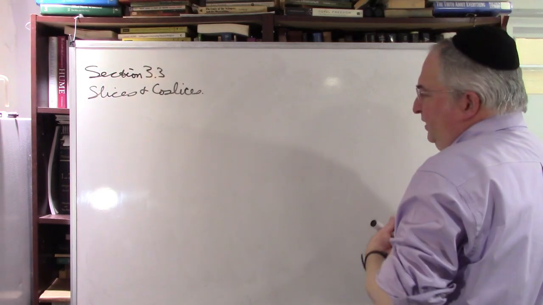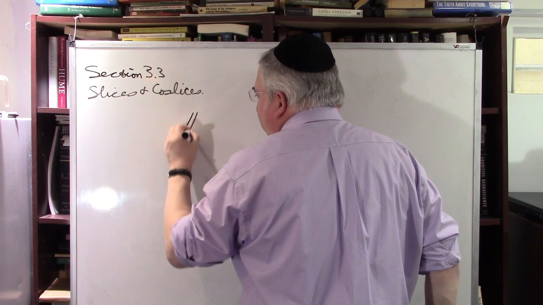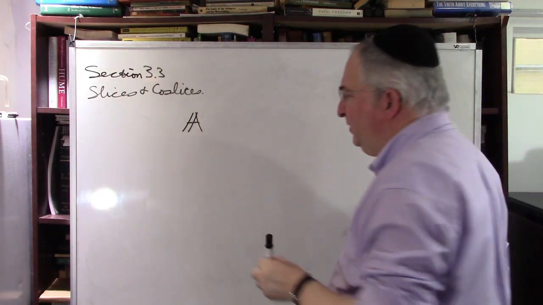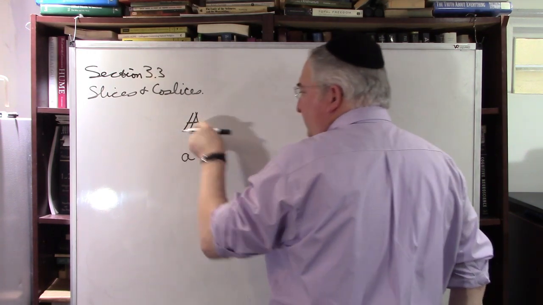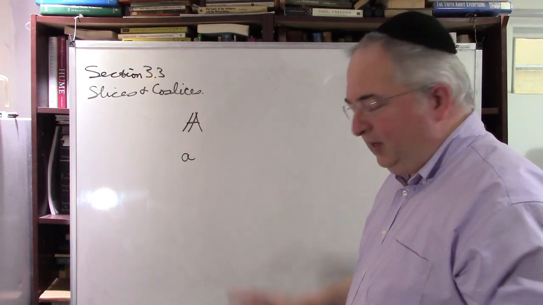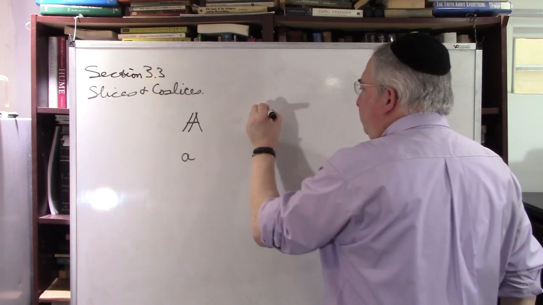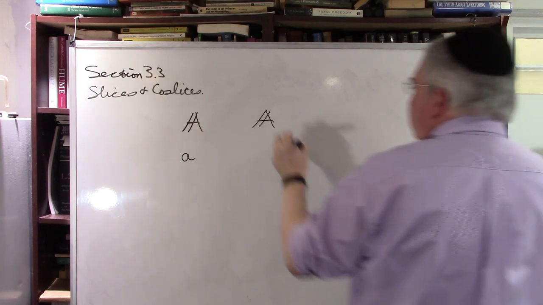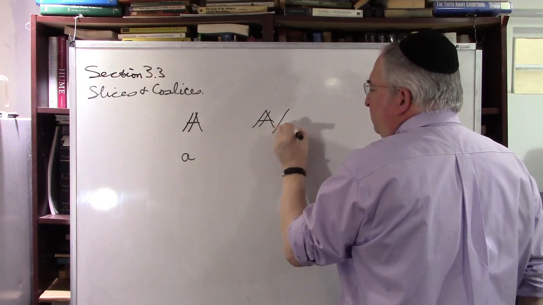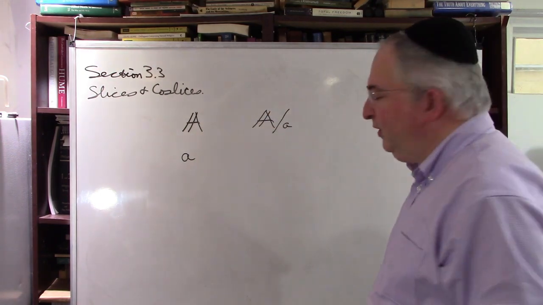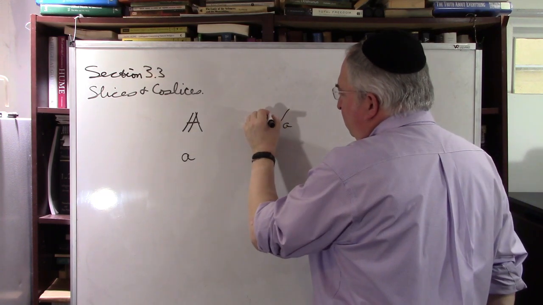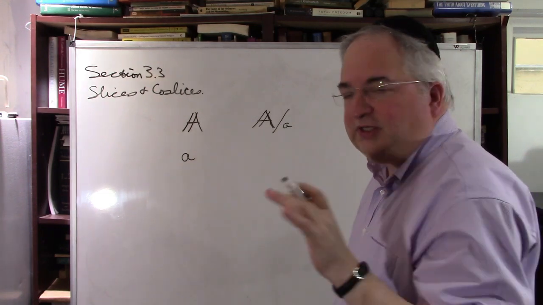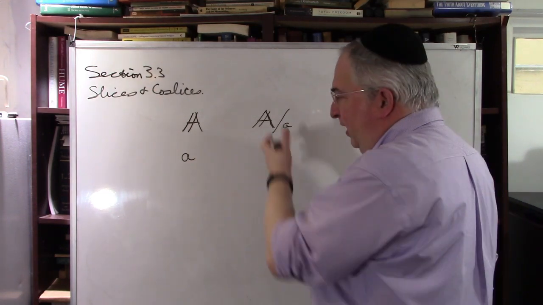The idea is as follows. Given a category A, and one particular object in the category, small a, then we can form another category, the slice, and we write it like this: A, slash a. Now I have to tell you what the objects are, and I have to tell you what the morphisms are.